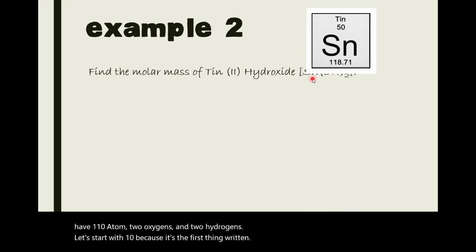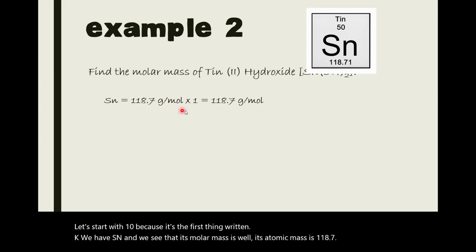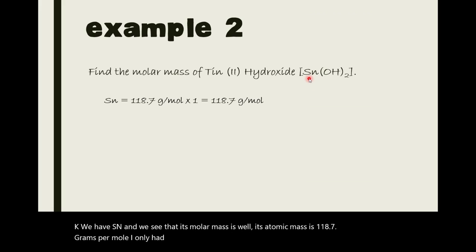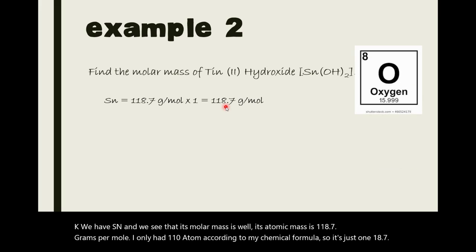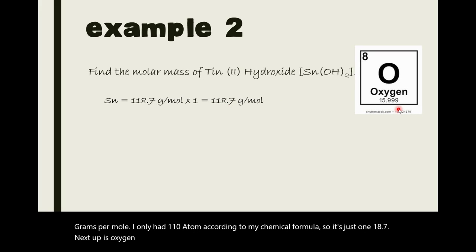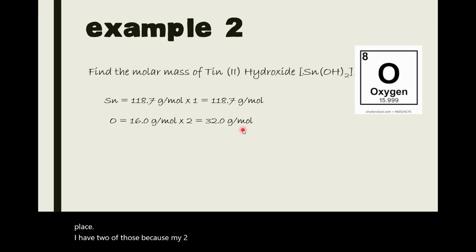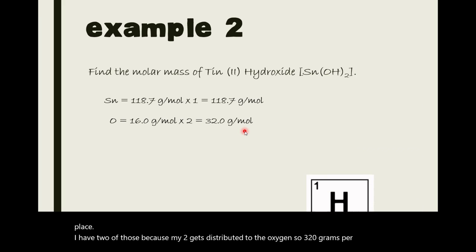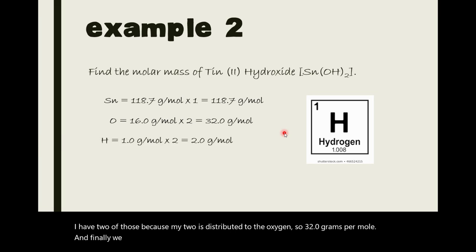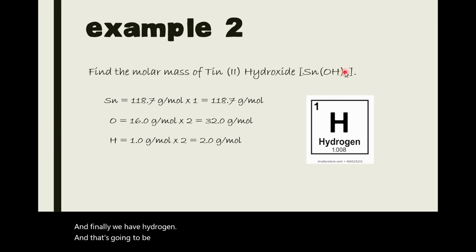Okay, we have Sn, and we see that its atomic mass is 118.7 grams per mole. I only had one tin atom according to my chemical formula, so it's just 118.7. Next up is oxygen, which, as we saw in the previous example, is 16.0 when we round it to the 10th place. I have 2 of those because my 2 gets distributed to the oxygen, so 32.0 grams per mole. And finally, we have hydrogen, and that's going to be 1 gram per mole times 2 because, again, this 2 is distributed to both elements in the parentheses.